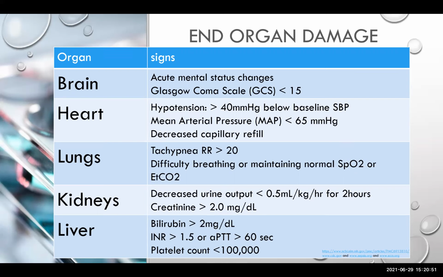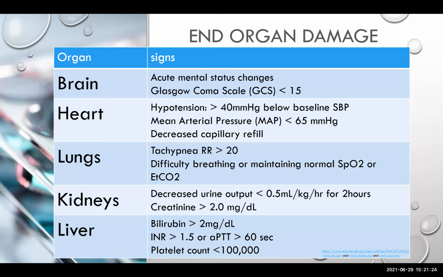For the lungs, signs would be tachypnea of a respiratory rate greater than 20, difficulty breathing or maintaining normal SpO2 or end-tidal CO2. For the kidneys, you'll see a decreased urine output, and this could be calculated as less than 0.5 milliliters per kilogram per hour for the most recent 2 hours. Another sign for the kidney end organ damage would be a creatinine greater than 2.0 milligrams per deciliter.